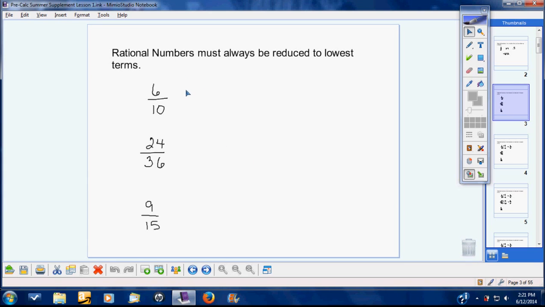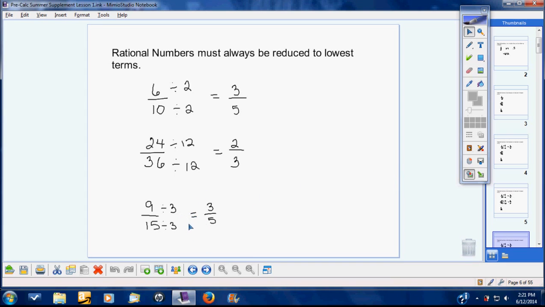You know from a long time ago that rational numbers always have to be reduced to lowest terms. You need to reduce fractions. You can't leave 6/10 as 6/10 or 24/36 as that. You have to reduce them. From your past history, you know that in order to do that, you divide the numerator and the denominator by the same thing. And at this point, reducing fractions should be something that you can do easily.